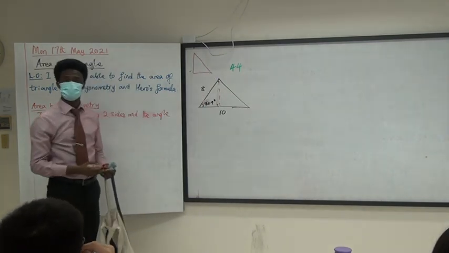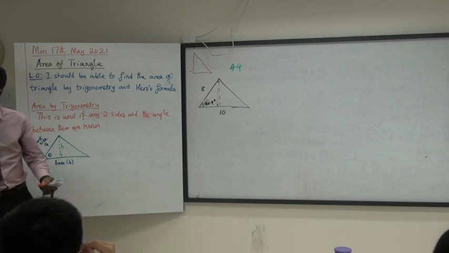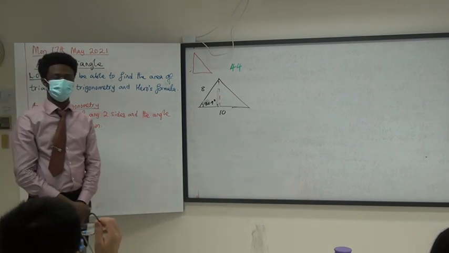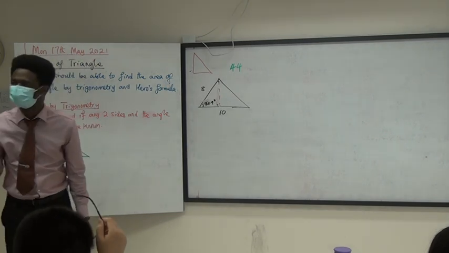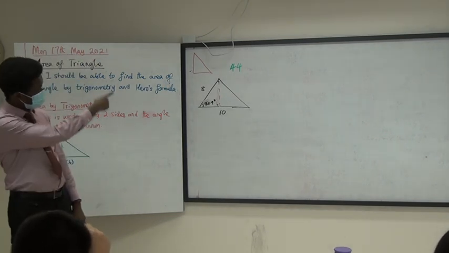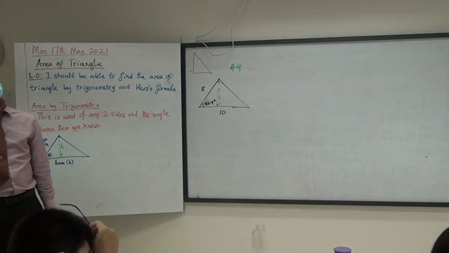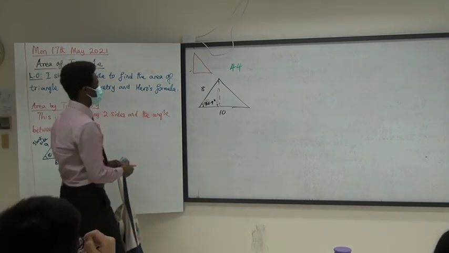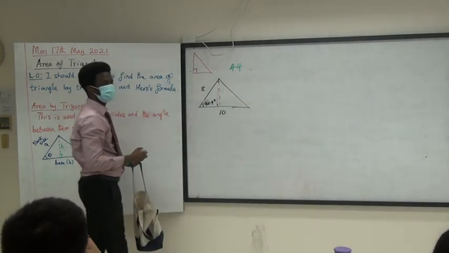Is this a right angle triangle? No. Why do you say that? It's not indicated. Unless you have that indication, do not assume. That could have been 91 degrees, and it could have been 89 degrees. Unless it's indicated, do not assume.